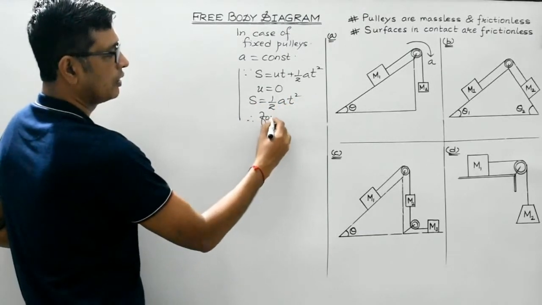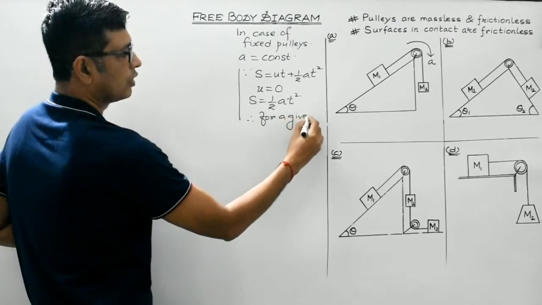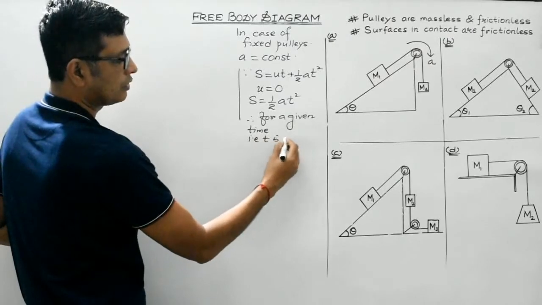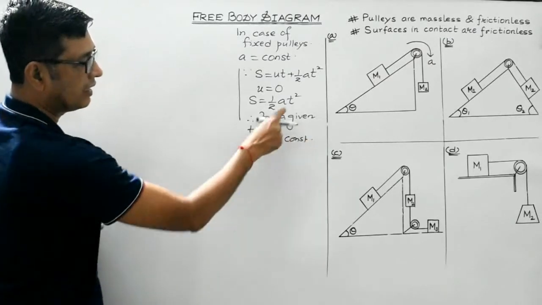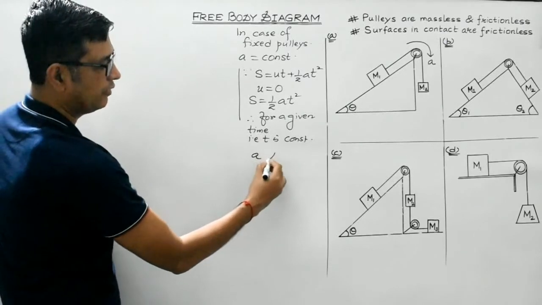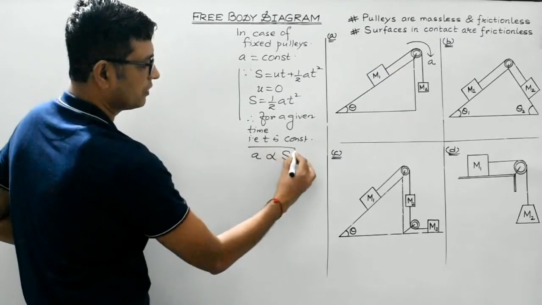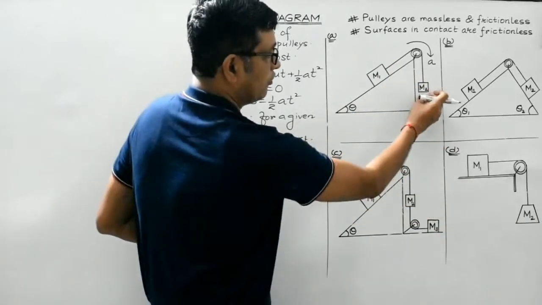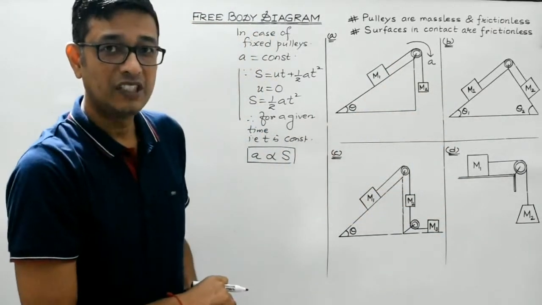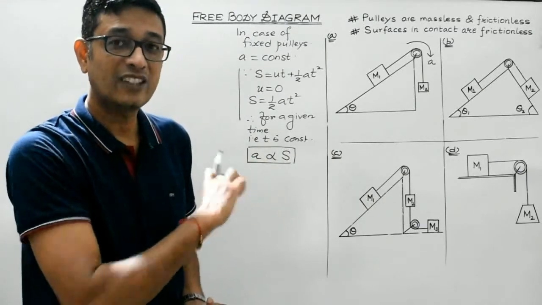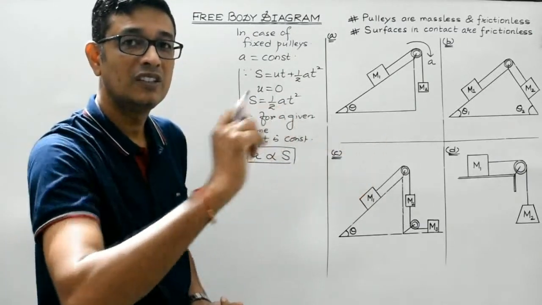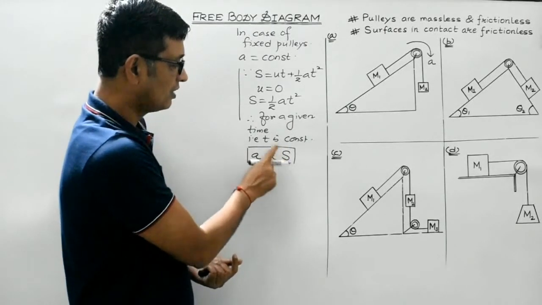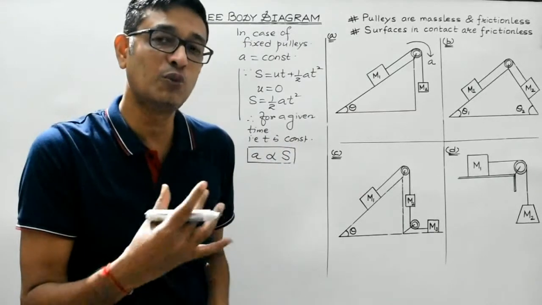Therefore, for a given time, t is constant, right? So in that case, when t is constant, then a would be directly proportional to displacement. Now in all the cases, if one body moves through a distance of 2 meters, the other body which is attached to the same string will also move through the same distance, isn't it?